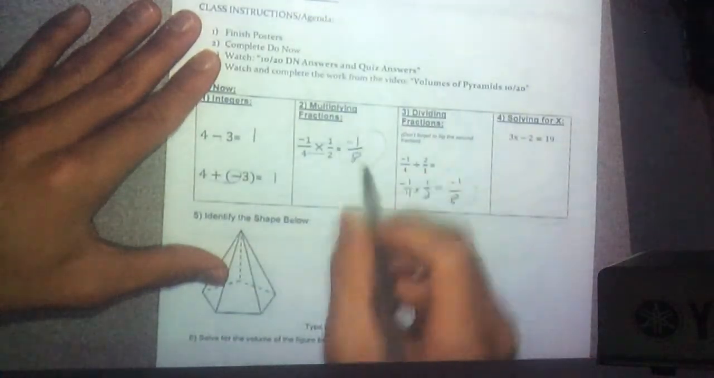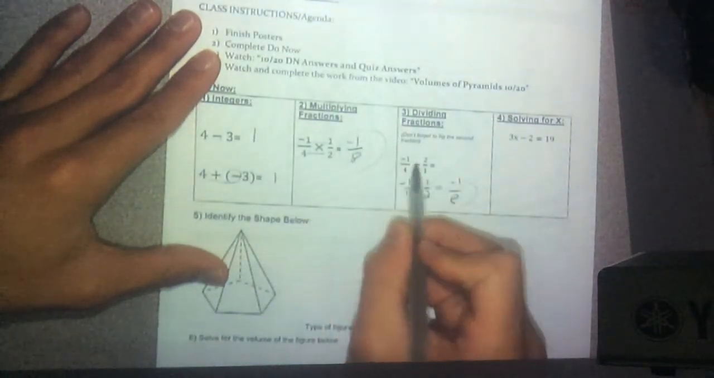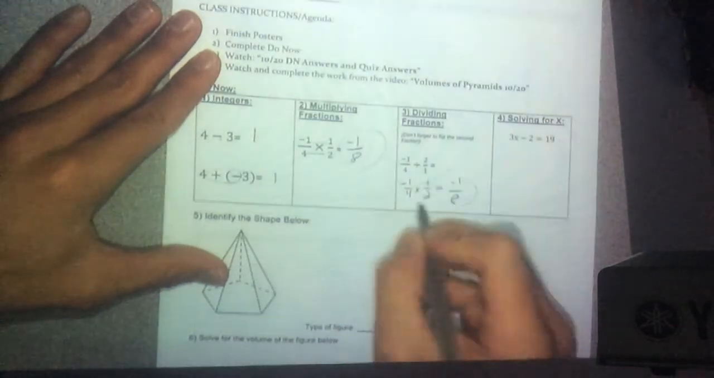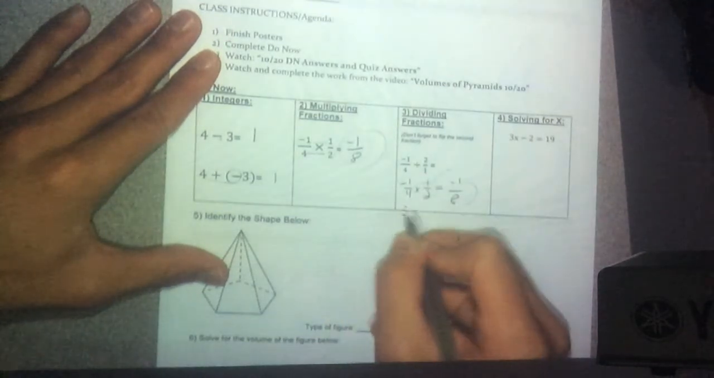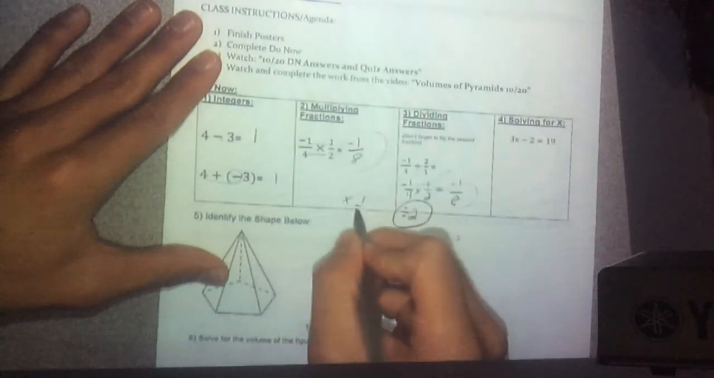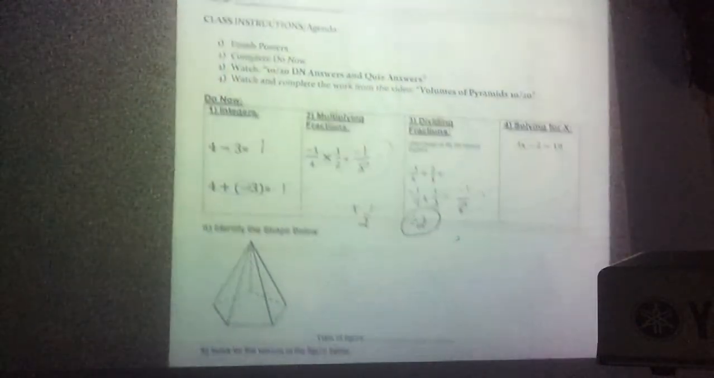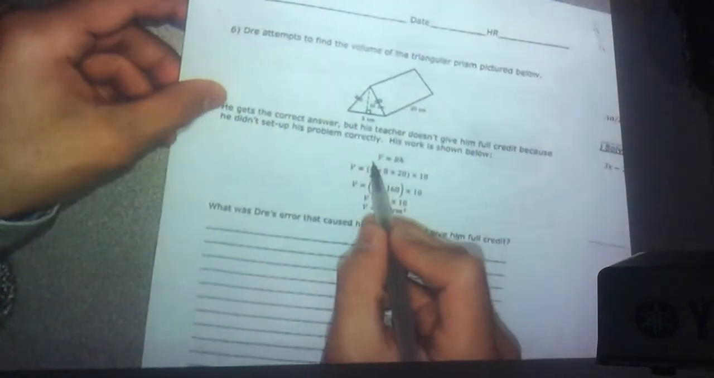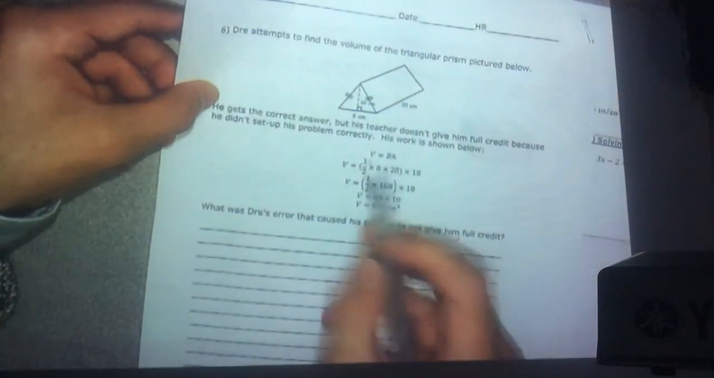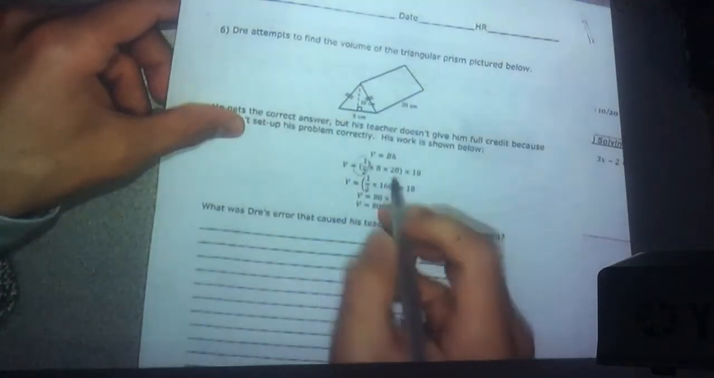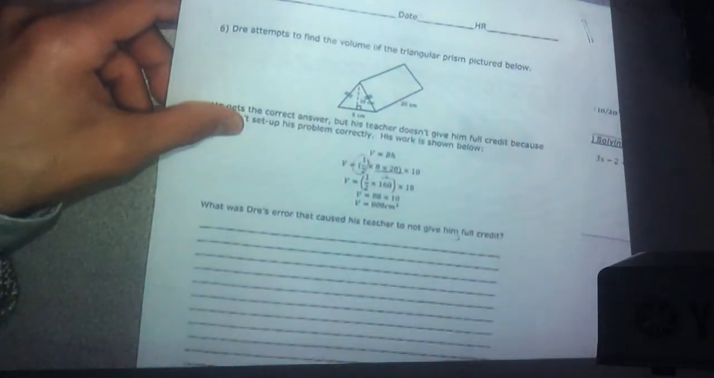Now I purposely did this here. Dividing by 2 over 1, or dividing by 2, is the same thing as multiplying by 1/2. This is especially important for problem 6 here. A lot of you said that this was the incorrect part because they didn't divide by 2, but this is essentially also dividing by 2. I'll get to that in a second.